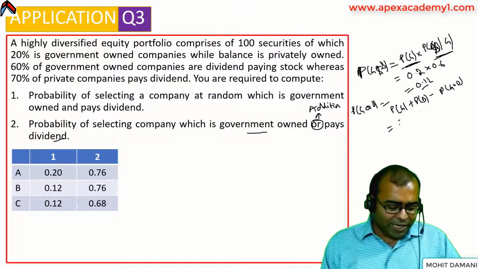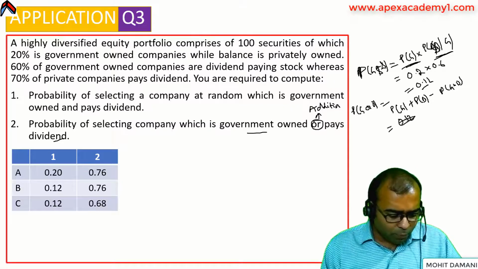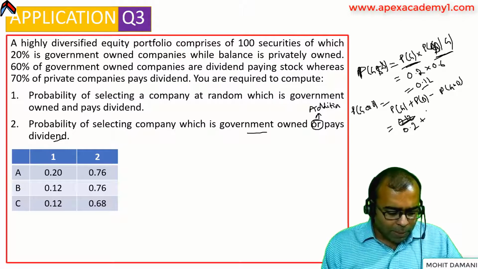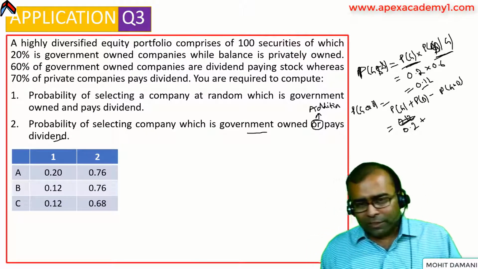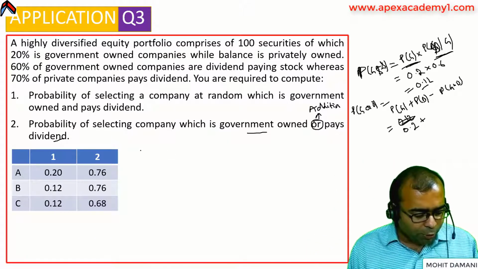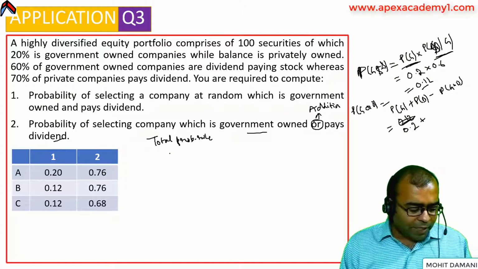So P(G) is 0.2. It's already given. It is 0.2 plus P(D). What is the probability of the happening of P(D)? Sir, we don't know. Then we have to calculate. And how are you going to do that? Sir, apply the total probability rule. What does the total probability rule say?